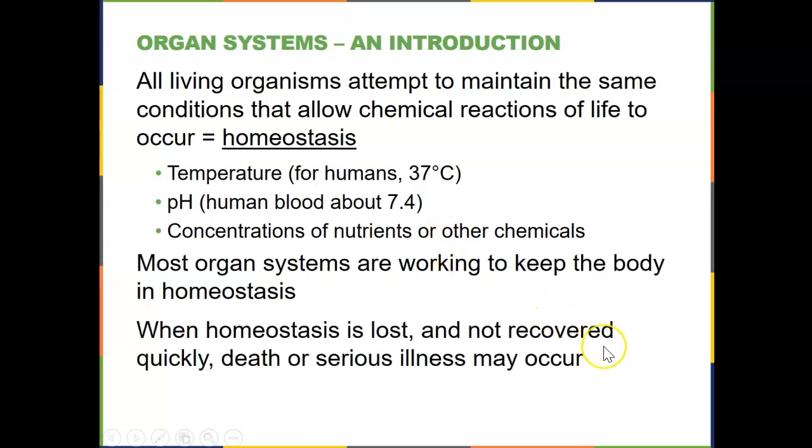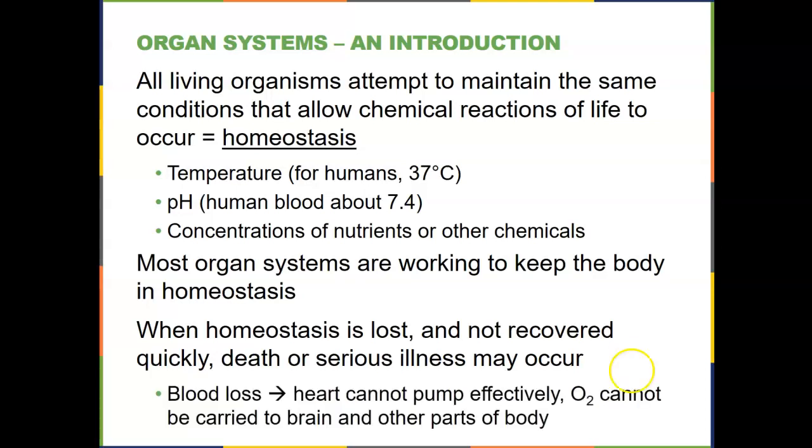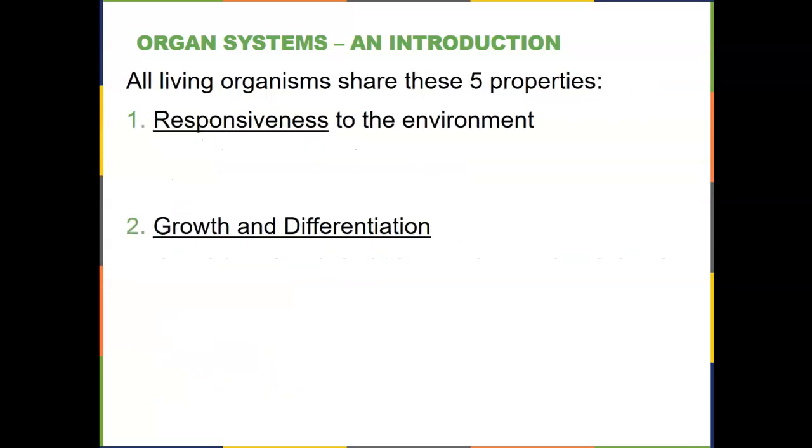Most organ systems are always working to maintain body homeostasis. And when homeostasis is lost, and if it's not recovered quickly, that can result in some serious illness and even death. So let's say, for example, blood loss, hemorrhage, okay? If an individual has tremendous blood loss because of an injury, a hemorrhage, the heart can't pump efficiently, oxygen can't be carried to the brain and other parts of the body, and the individual very quickly loses consciousness and can die due to blood loss, which then means that there's no oxygen being delivered to the body.